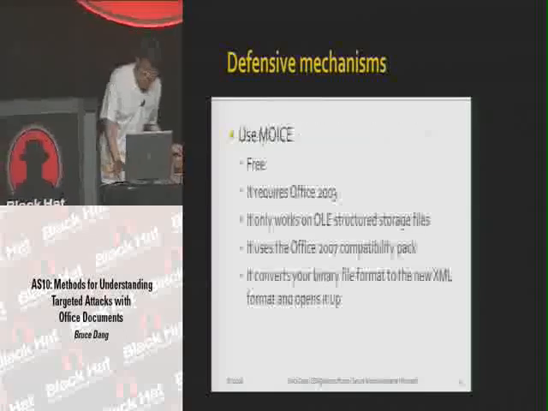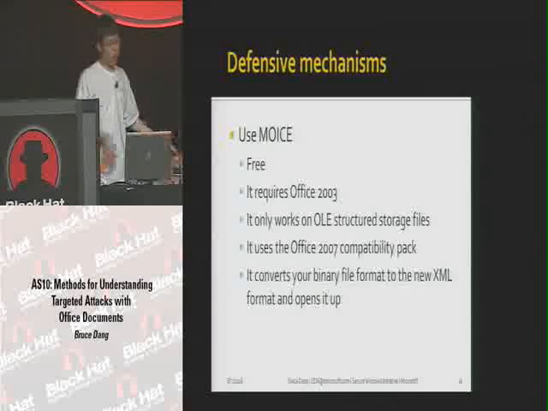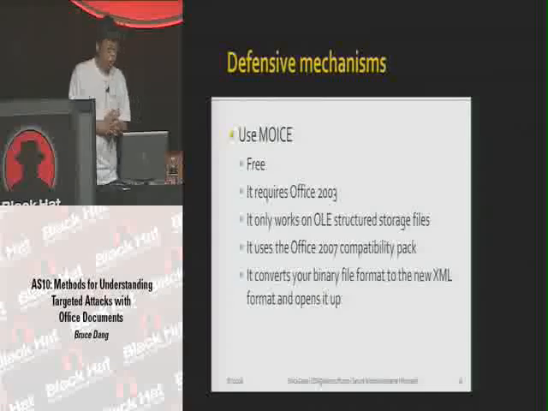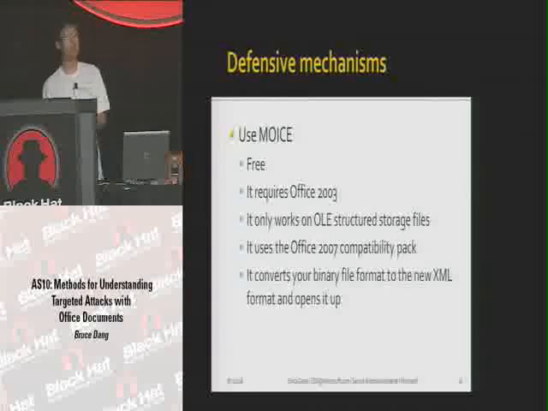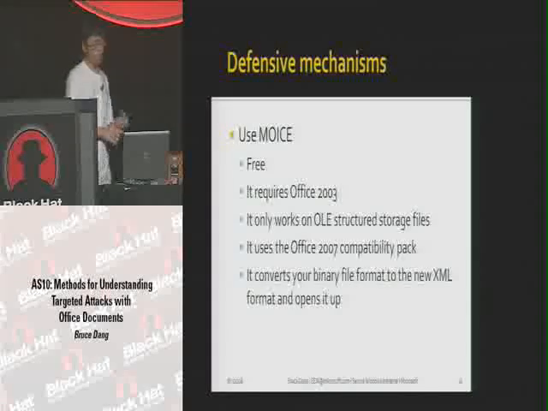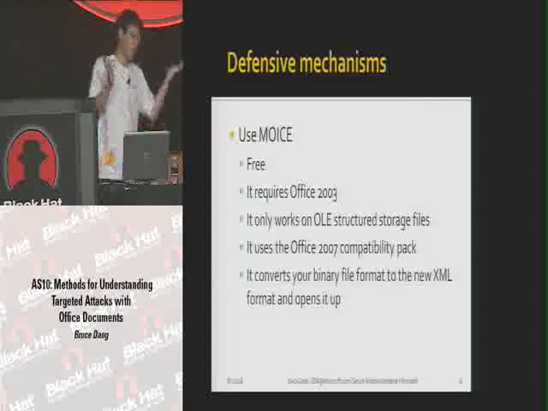So always make sure that you have the latest security updates. It helps to patch. The second option you can use is MOICE. In the previous case it's already patched, but what if it's a 0-day? How are you going to deal with it? So we came up with MOICE. Basically what MOICE does is it converts the binary file format into XML file format and then reopens it. This is the main reason why one of the prerequisites is the Office 2007 compatibility pack. It just requires Office 2003. And most of the time, by the time they convert the binary file format into the new XML file format, the exploit won't work anymore. So you'll be protected. This works even if it's a 0-day.